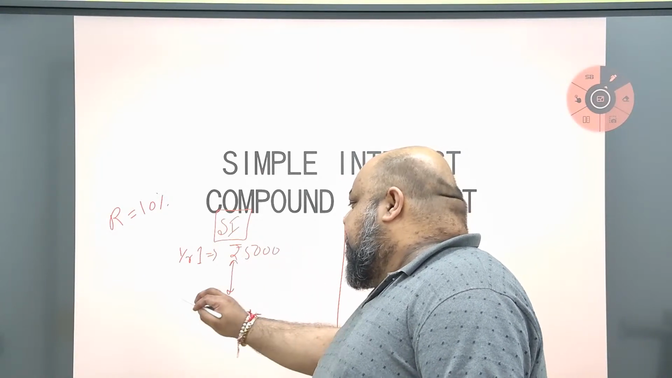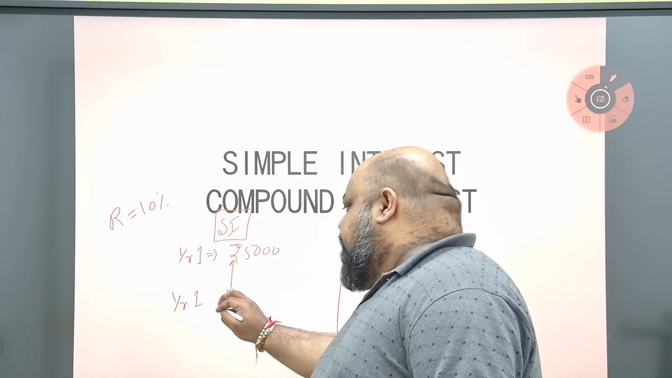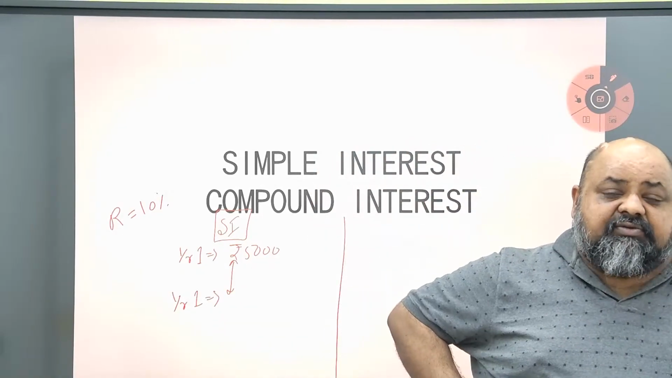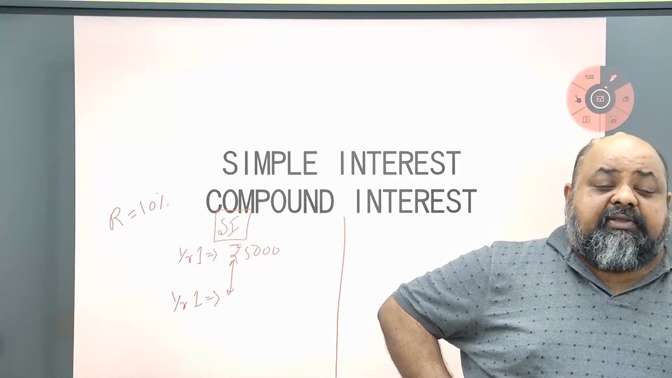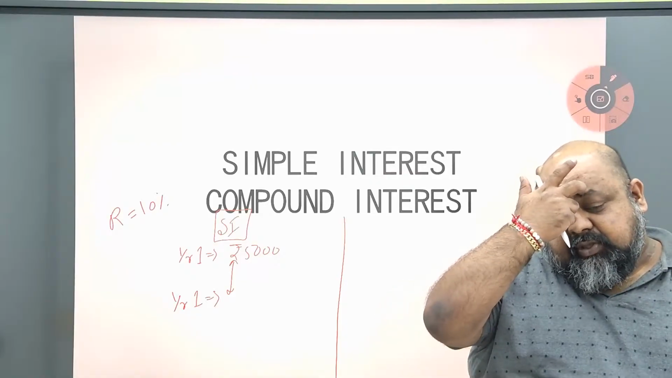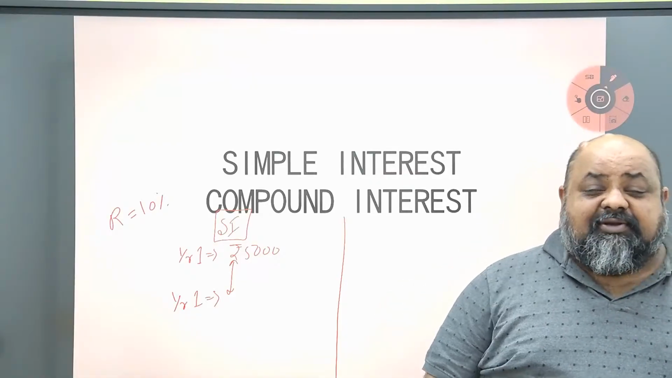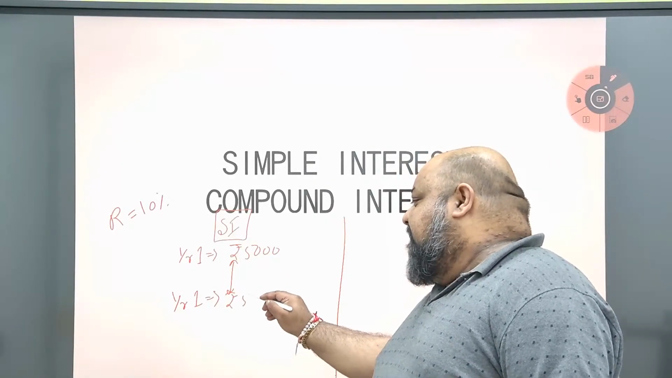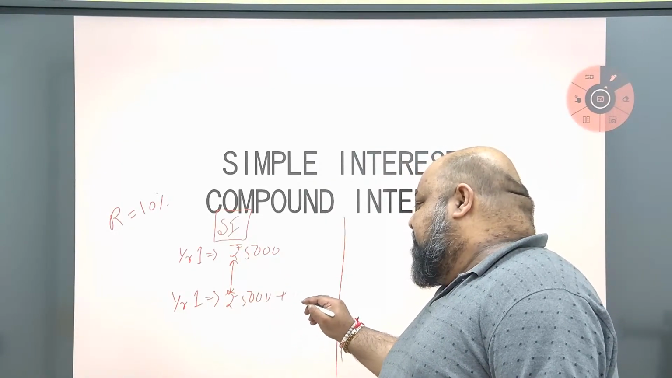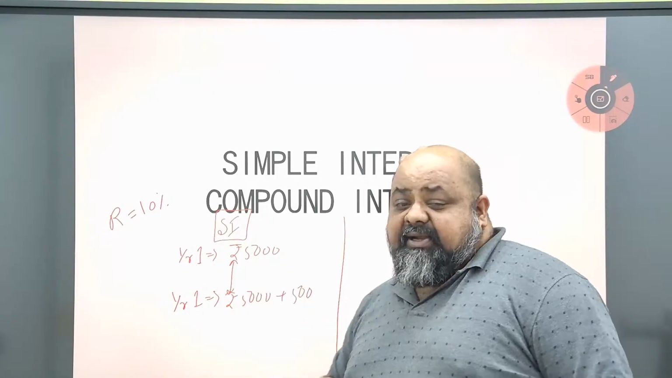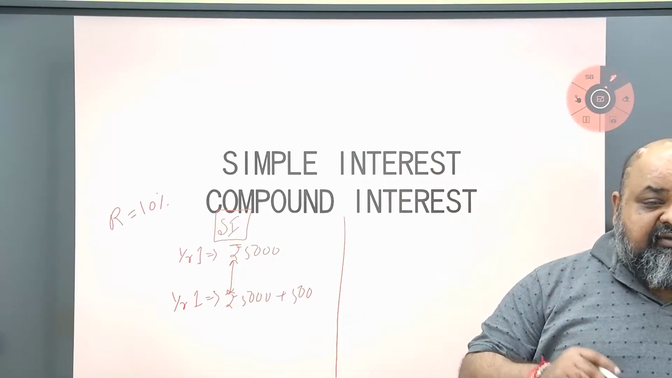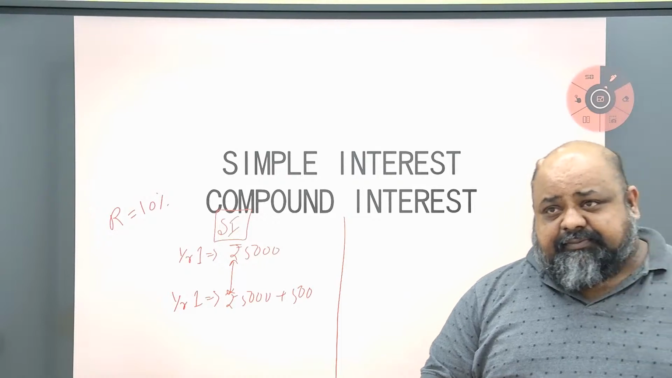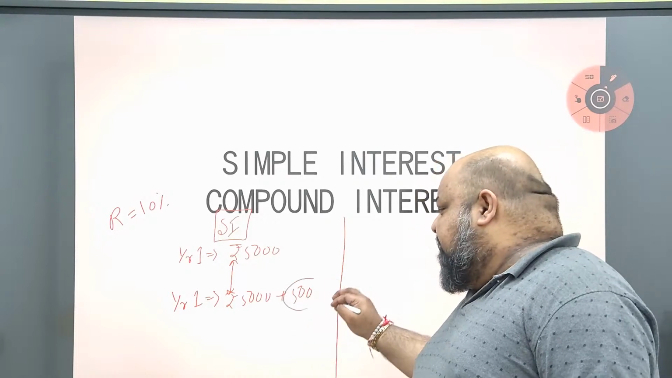What happens at the end of year 1? Since I have invested 5,000, the bank is obliged to pay me interest. So in my account, in my passbook, it will show 5,000 rupees that I had invested plus the 500 rupees that would be the interest, 10% of 5,000. Now, since I am in the bank, what I do is I take out this 500 rupees with me.